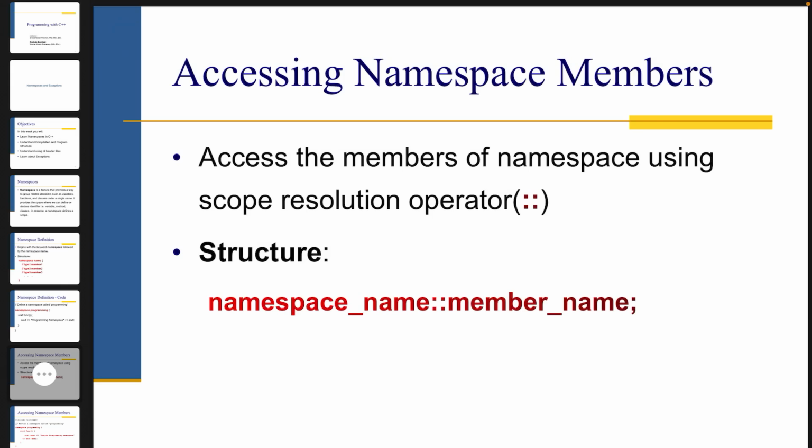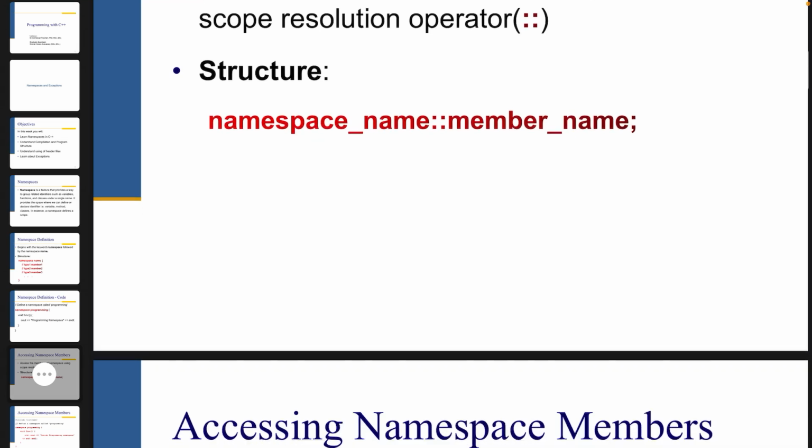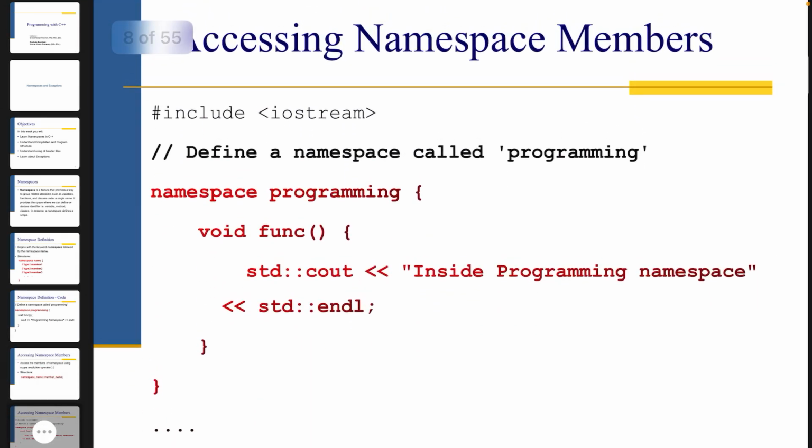Accessing namespace members: access the members of a namespace using the scope resolution operator, that's the double colon. So the structure is namespace_name double colon member_name. This is a practical example of namespacing. You write namespace, then the namespace name, which is programming. Then inside it you create a void function, and inside the void function you cout inside the programming namespace.